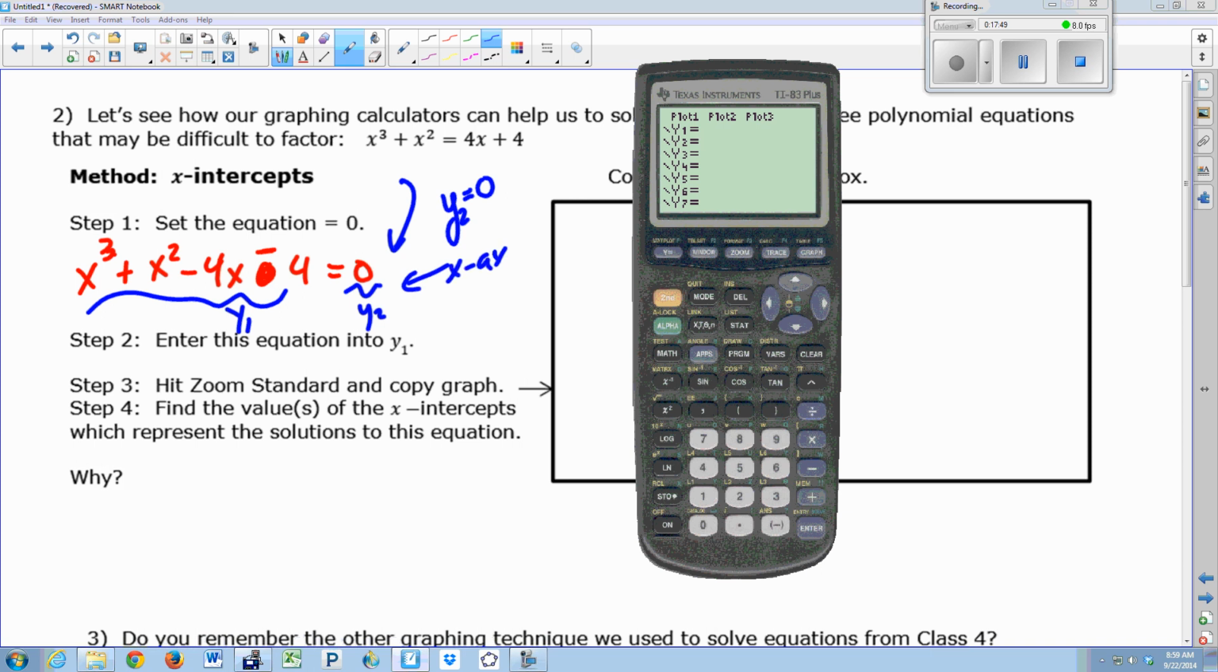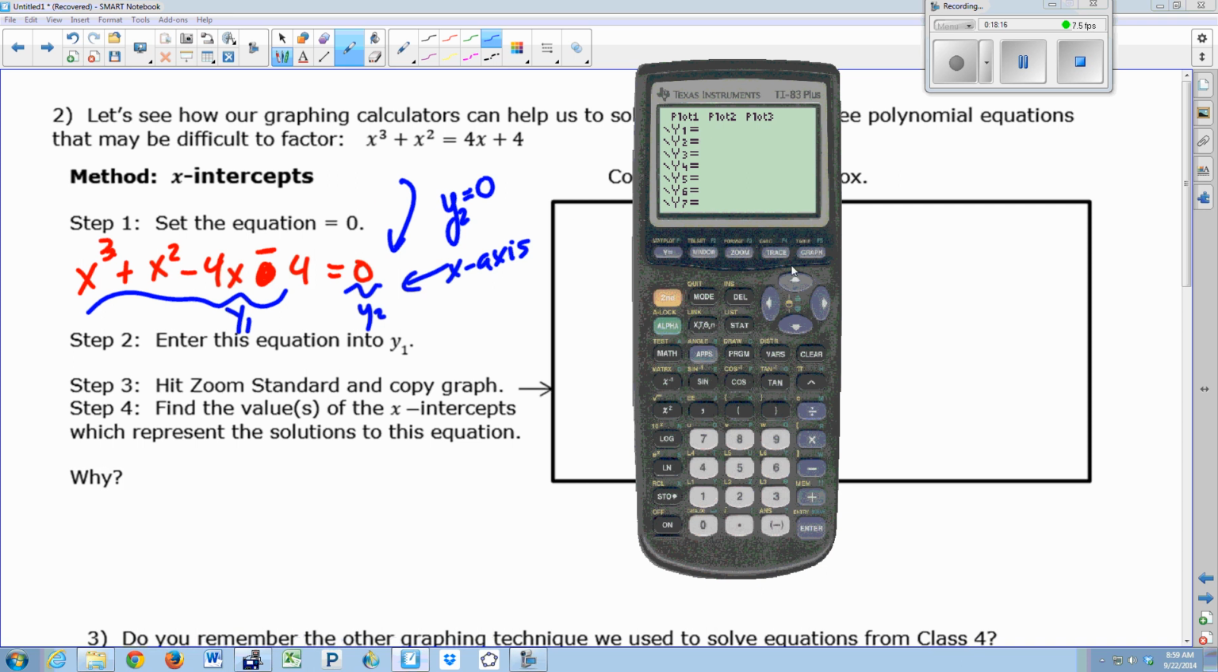So remember before when we were using our calculator, when we had an equation like this, one approach would be to call x cubed plus x squared y1, call 4x plus 4 y2, and see where the two lines intersect. That was the first method we used. This method involves the same idea, but now we're saying, where does this intersect the x-axis? And that's what we call our x-intercepts.